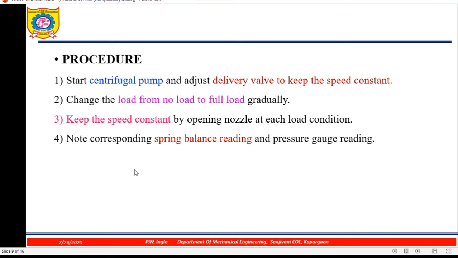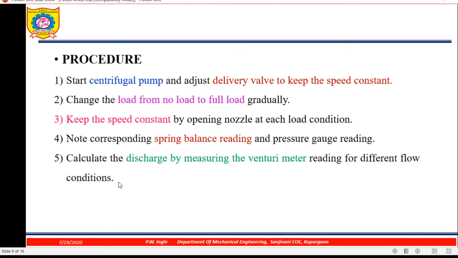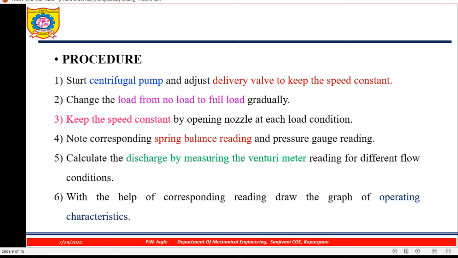That is the flow rate. Note the corresponding spring balance reading and pressure gauge reading for every load. Then calculate the discharge by measuring the venturimeter reading for different flow conditions, and with the help of the corresponding readings, draw the graph of operating characteristics. This is the procedure.